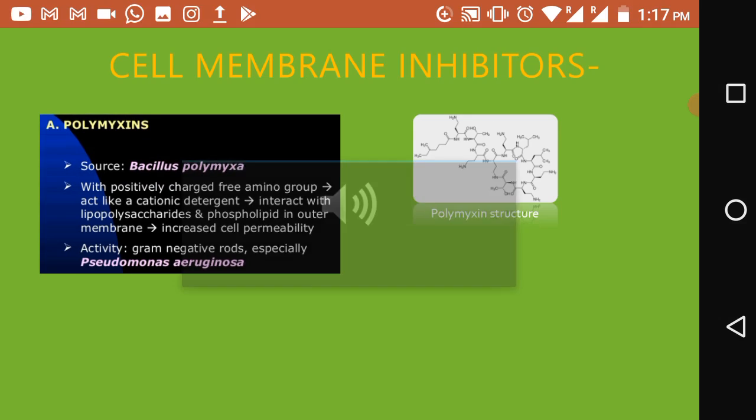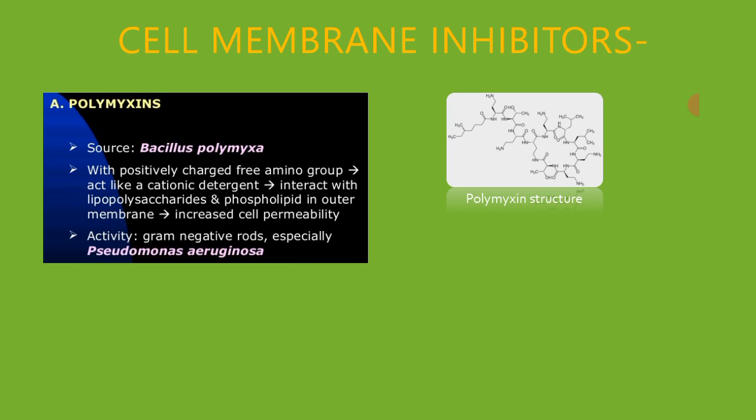Polymyxins have 5 free positively charged amino groups, which are hydrophilic. Also they have the hydrophobic chain. Now what it is doing, it is binding to the negatively charged phosphohead of the phospholipids.